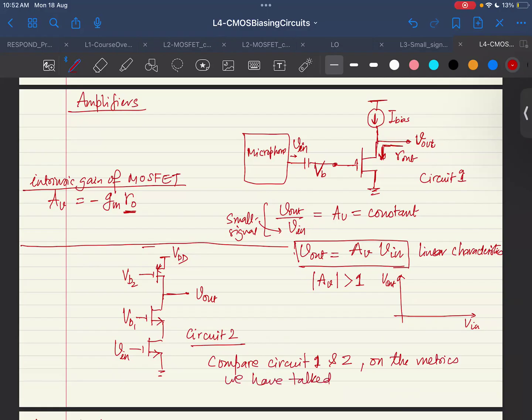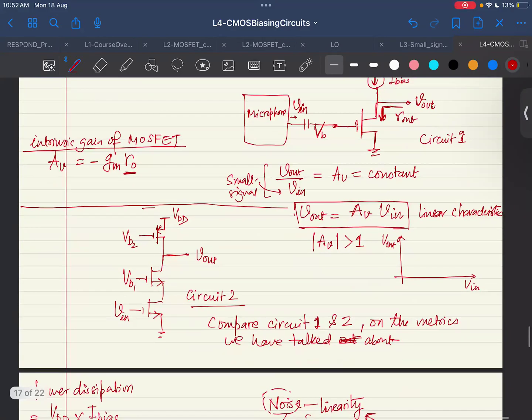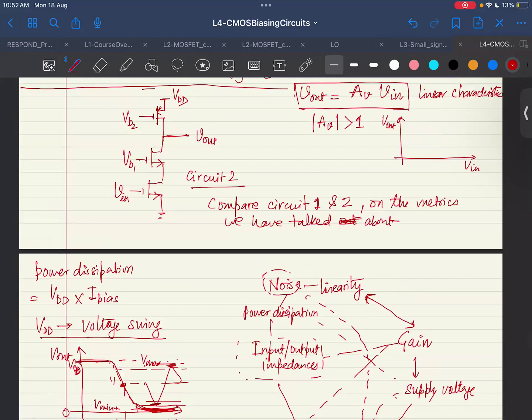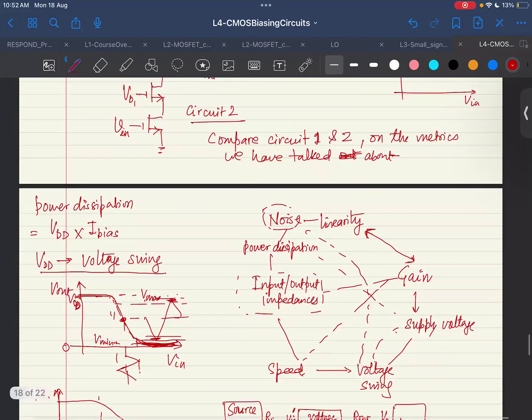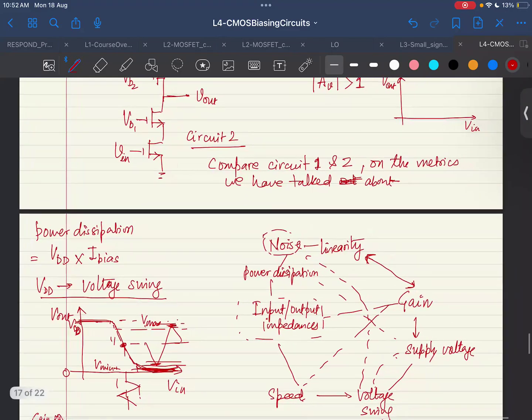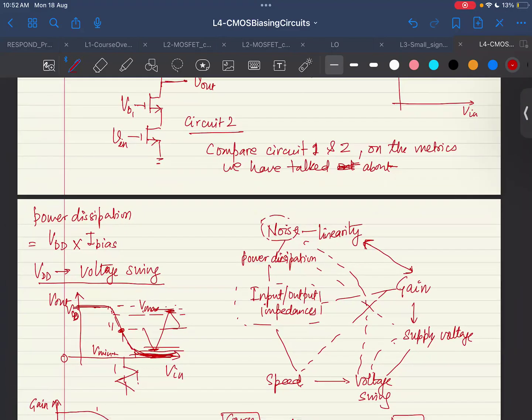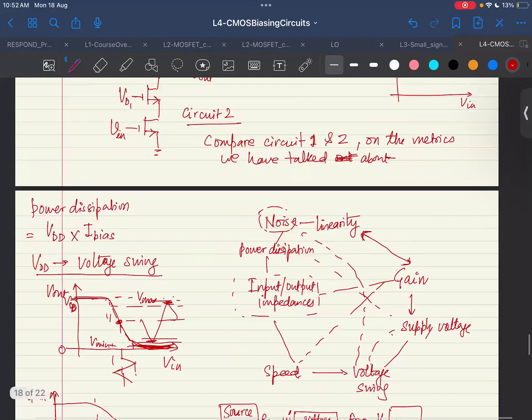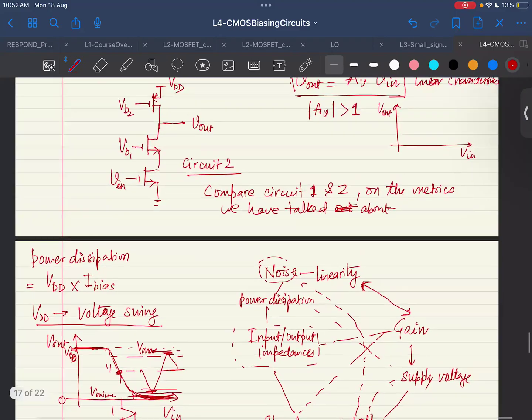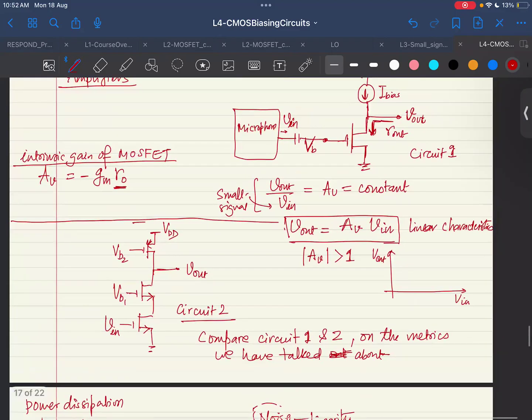So you think about it, what would be better, what would be worse, that kind of thing. You have to just talk about it. And the very simple hint is that you draw the small signal circuit, try to find the gain, try to find the input output impedance if you can, right? Speed we have not talked about, so you cannot find. Power dissipation you may assume to be the same. Voltage swing definitely you have to see also. And supply voltage same for both, right? So that is how you think about it.